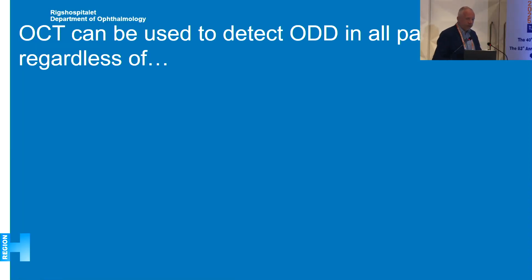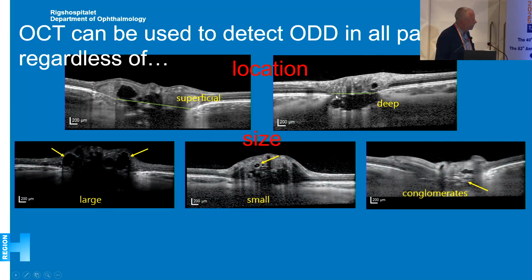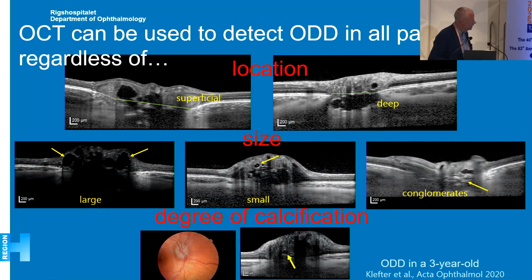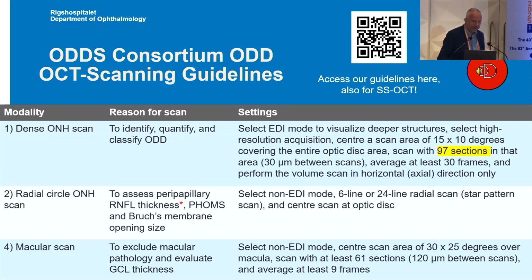So the good thing about using OCT for detecting drusen is it can be used in all patients, whether they are superficial, as here, or they're deep, and whether they are large, small, or clustered together in conglomerates, or whether you're a very young person, such as this 3-year-old, and able to sit still for the time it takes to take the OCT. So enhanced depth imaging OCT is now considered the gold standard for detection of drusen. In this study, we compared it with the other means, ultrasound, autofluorescence, and photos. It was superior in both sensitivity and specificity.